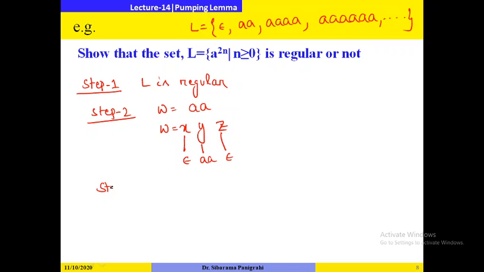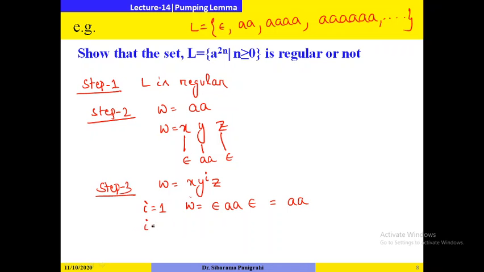So now in this case we will go through step number 3. In step number 3 we will take w equal to x y to the power i z. So we will generate the strings by taking multiple i. First I will take i equal to 1, then i equal to 2, then i equal to 3, like this. First let me take i equal to 1. So w equals epsilon a epsilon, right? So I will get a.